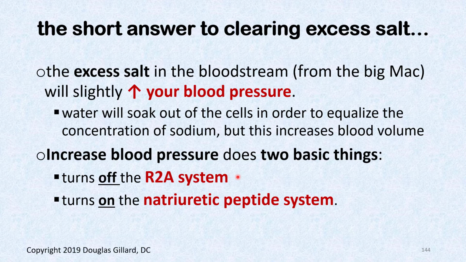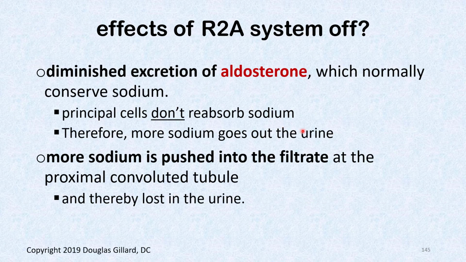But just in case, for whatever reason, if that doesn't work, we have another system we haven't talked about. That's the natriuretic peptide system, or just the natriuretic system for short. That's the natriuretic peptide, the BNP and the CNP. Remember those things? Those do the opposite of the RAA system. So both of those systems are affected by too much salt in your blood.